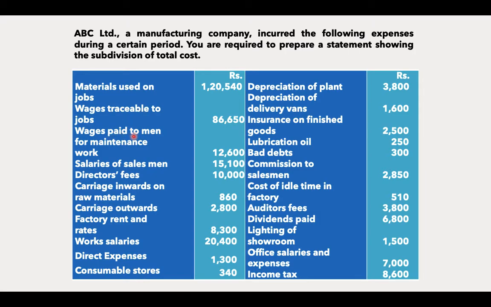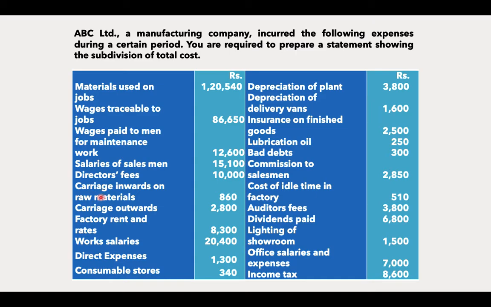Then wages paid to men for maintenance work. Please keep in mind, maintenance work refers to the factory. So in that case, this will come under the factory overheads. Then salaries of salesmen, it is regarding the selling. So for salesmen, it is regarding the selling and distribution overheads. So it will come under the selling and distribution overheads. Then director's fees, it will come under the office overheads.